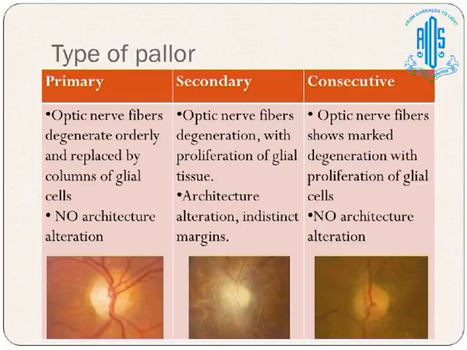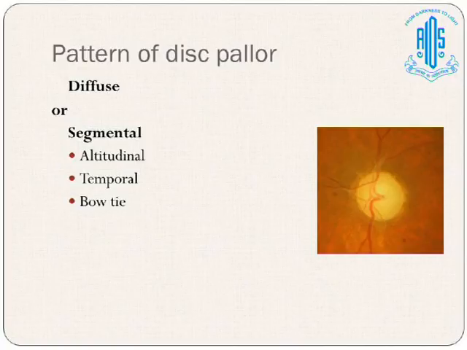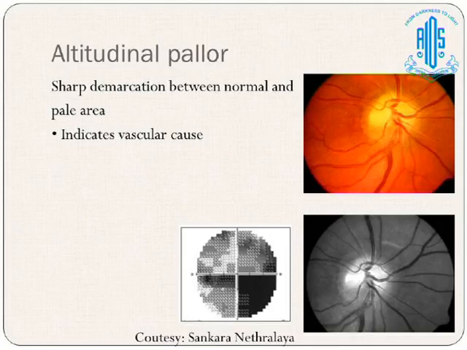Now coming to the pattern. It is either a diffuse pallor, in which you see the pallor throughout, or you see a segment in which half the portion of the optic disc is pale and half the portion is healthy. We'll come to each one by one. I'm coming to the altitudinal pallor, which is a type of segmental pallor. What you see over here is a sharp demarcation between a normal and a pale area.